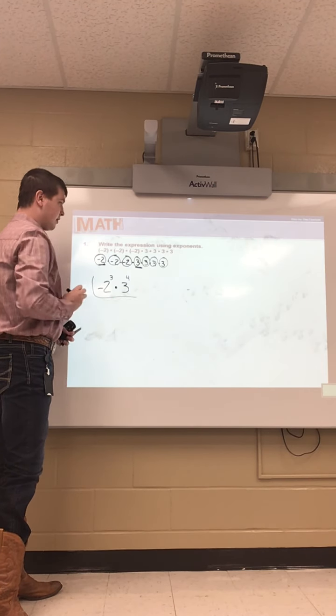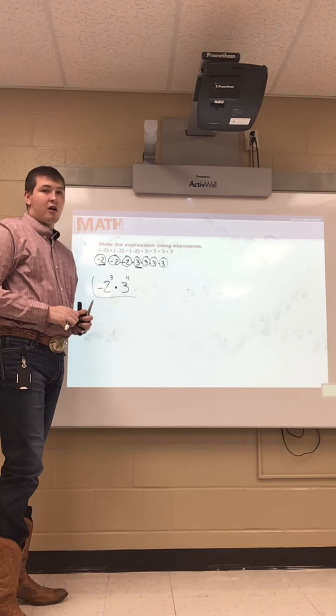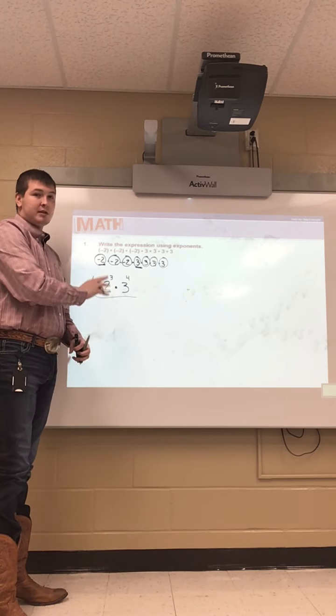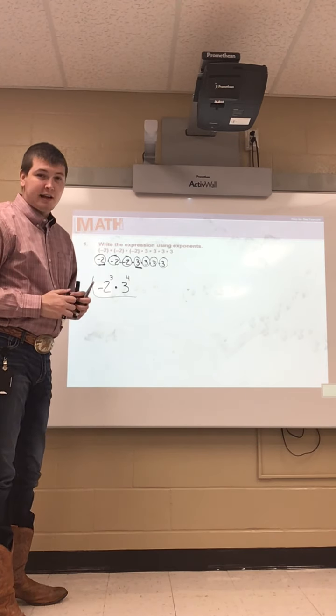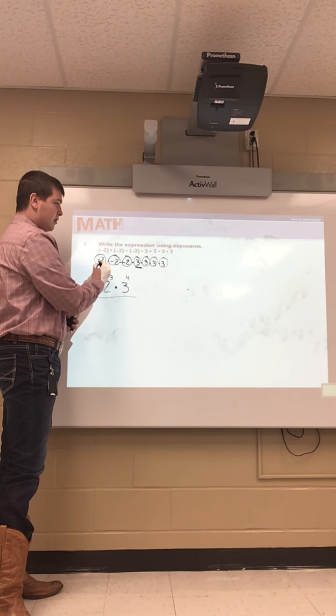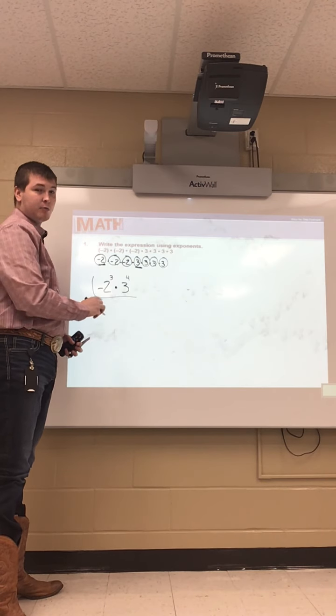Okay? Now remember, when it says write the expression using exponents, you aren't solving it. Okay? So we're not going to take 3 times 3 times 3 times 3 and find out what that actually equals. We're just going to rewrite this using exponents and bases. Okay? So this is what your answer would have been.